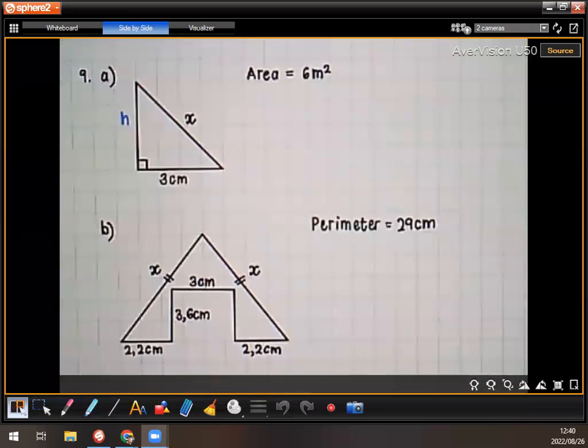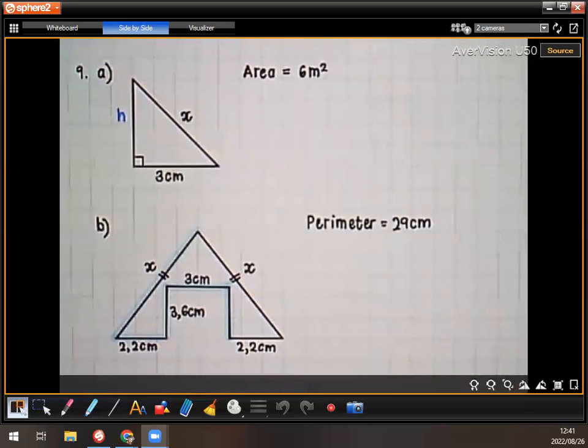For 9b, guys, there's a lot going on in 9b, do we agree? Let's just check quickly. Oh, sorry, I left something out. For 9b, they actually told you that the perimeter is 29 centimeters. So I'll add that in quickly, one second. The perimeter. So you have to figure out how to use the perimeter.